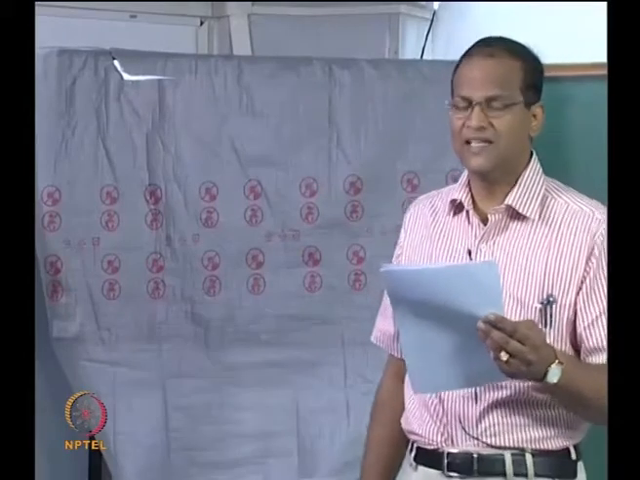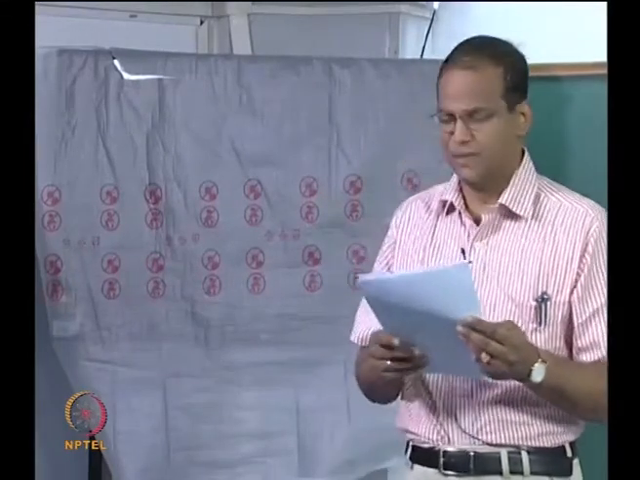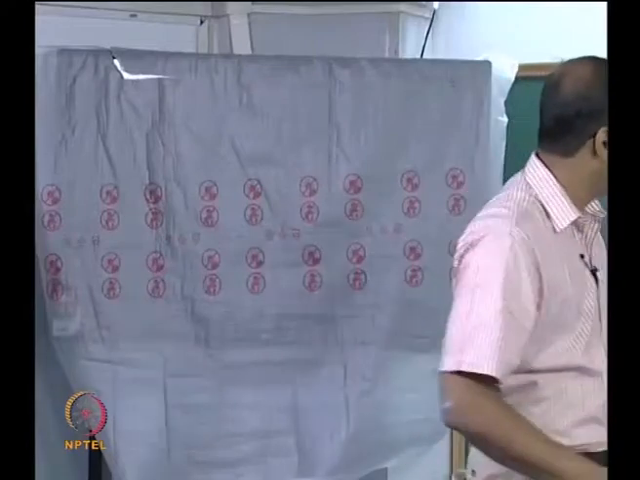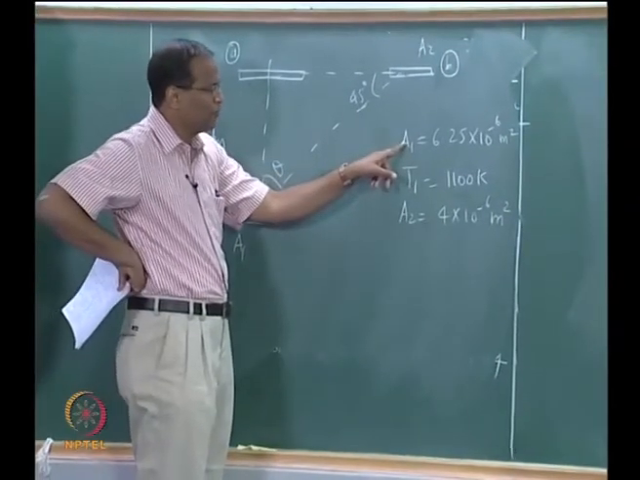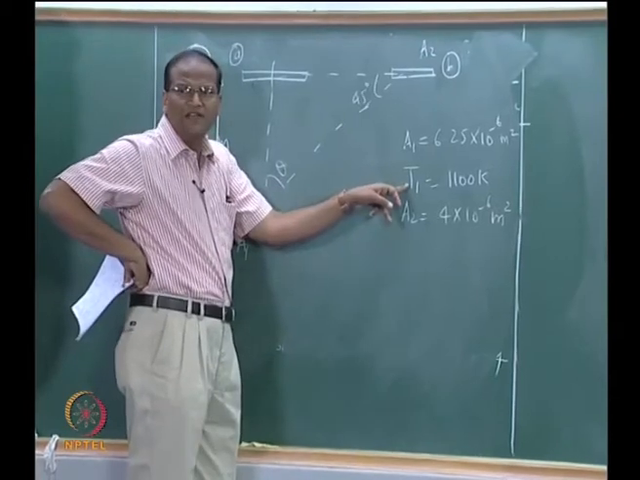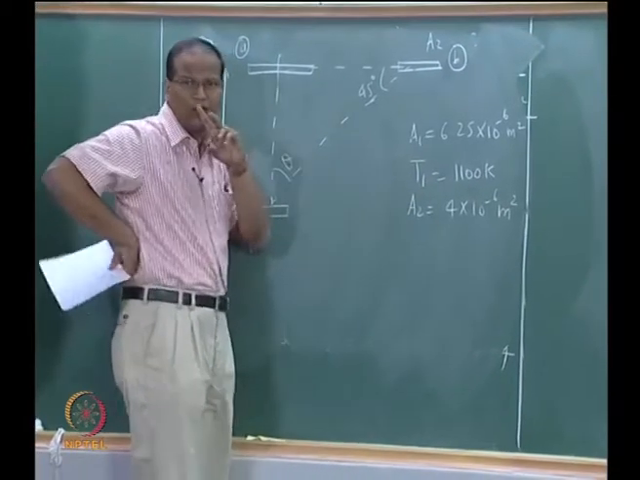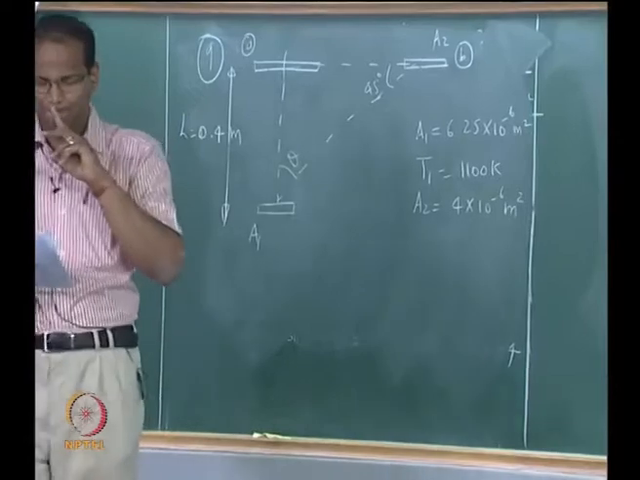The area of the detector A2 is 4 into 10 to the minus 6 meter squared. All these data are given: A1 is 6.25 into 10 to the power of minus 6 meter square, T1 is 1100 Kelvin, and A2 is 4 into 10 to the power of minus 6 meter square.